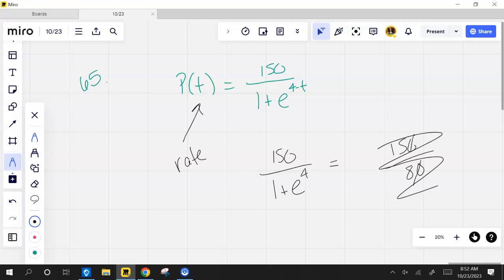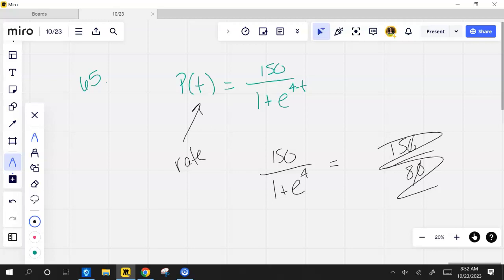You might have 150 divided by 1 plus e to the 4th. Yeah, or 2.7. Yeah, that's right. That's exactly right. Can't have a 0.7 of a person.